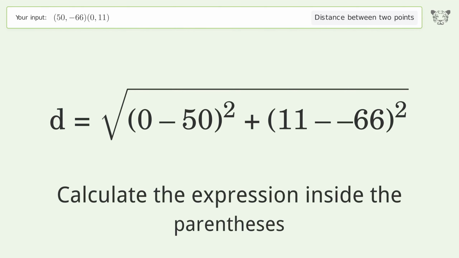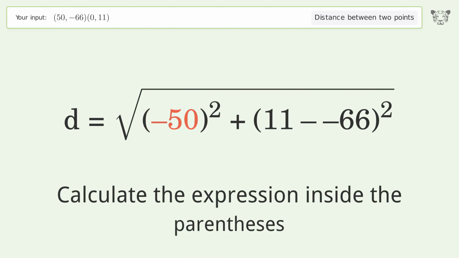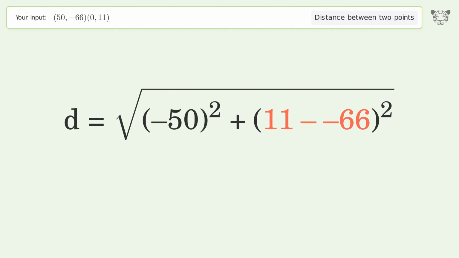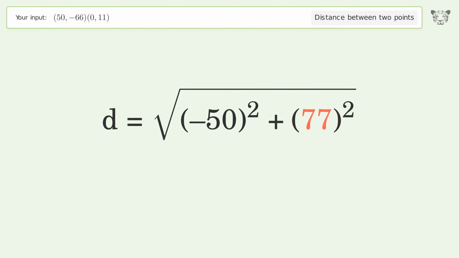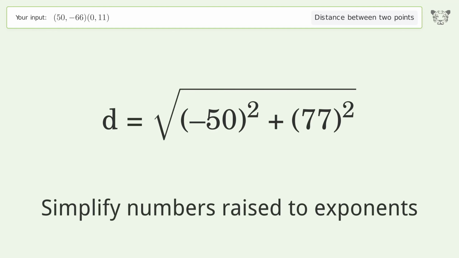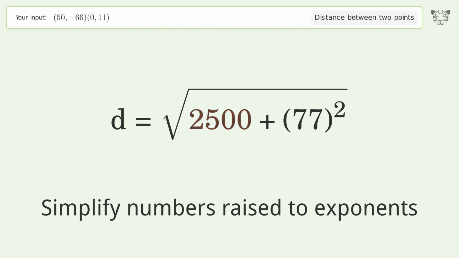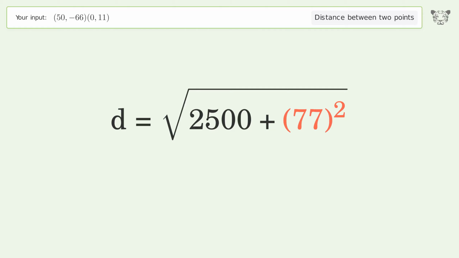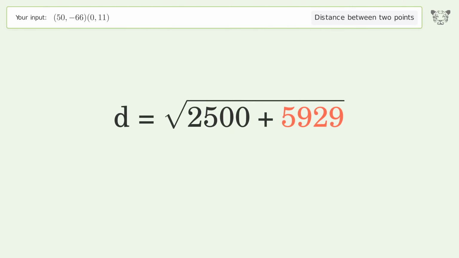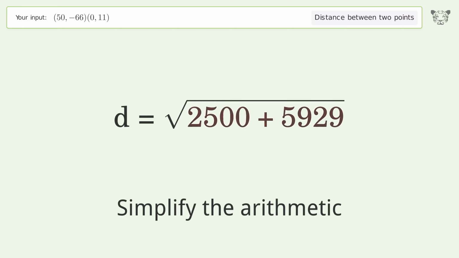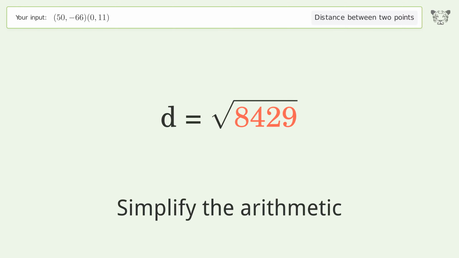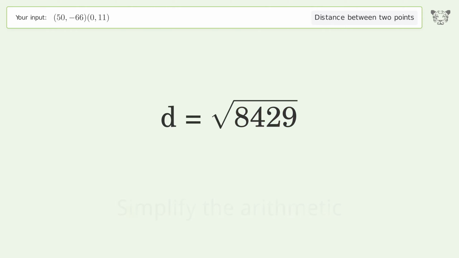Calculate the expression inside the parentheses. Simplify numbers raised to exponents. Simplify the arithmetic. And so the distance between the 2 points is the square root of 8,429 or 91.81.